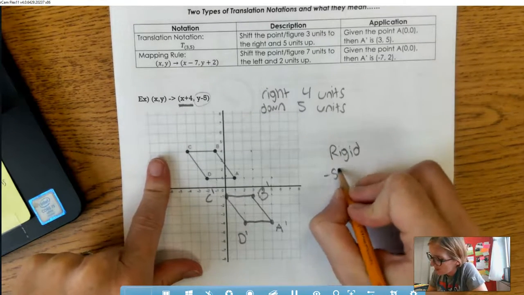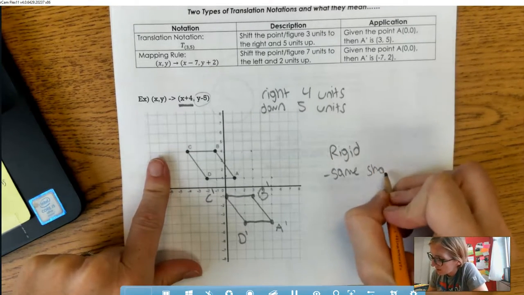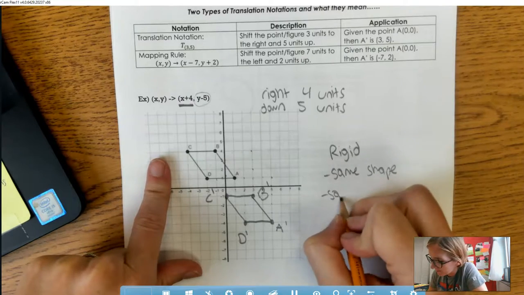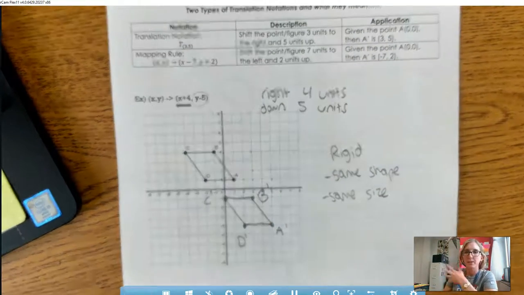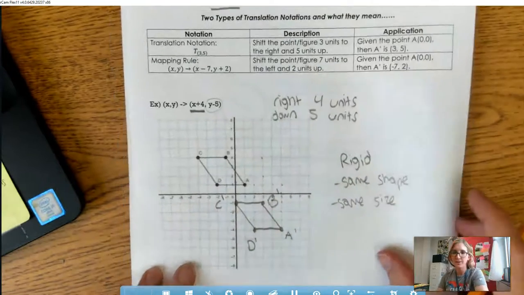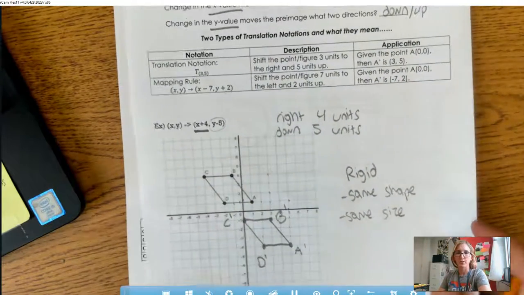But remember, a translation is rigid. So it's the same shape, same size. Does this look like the same shape and the same size? Yes, it does. It's beautiful. All right, so that was translation.